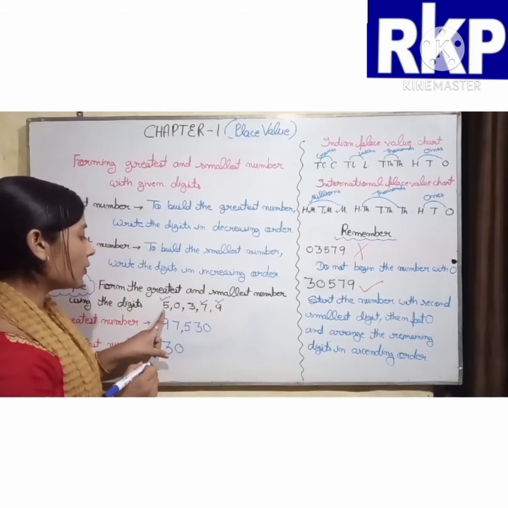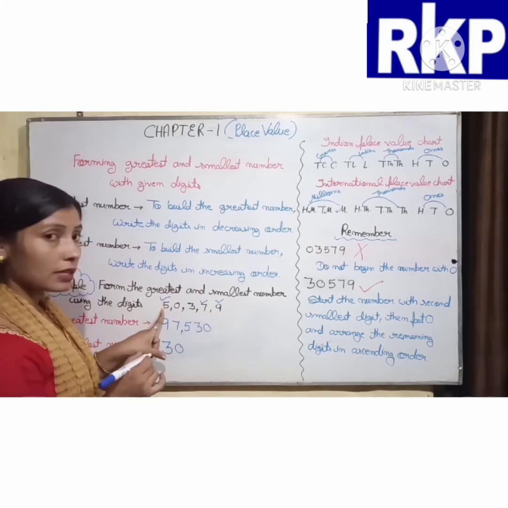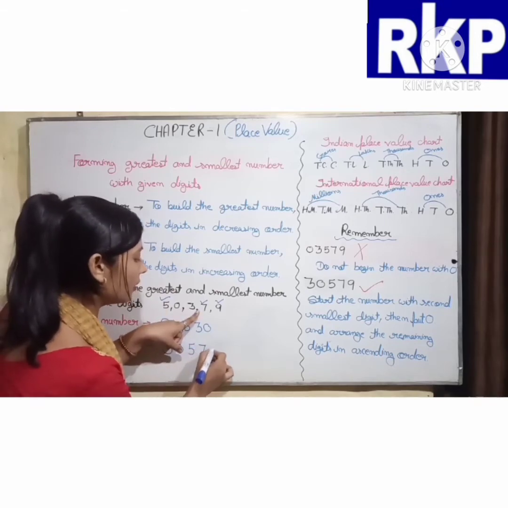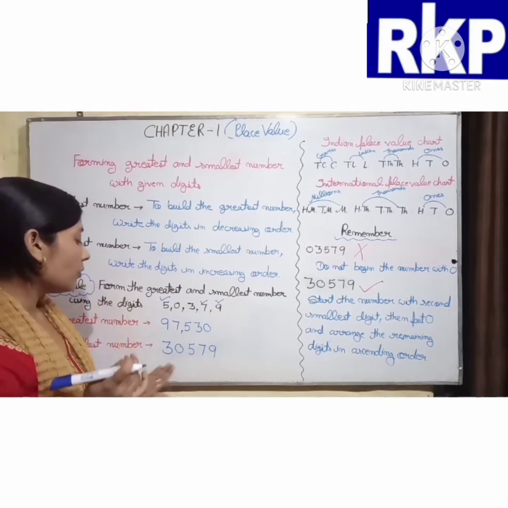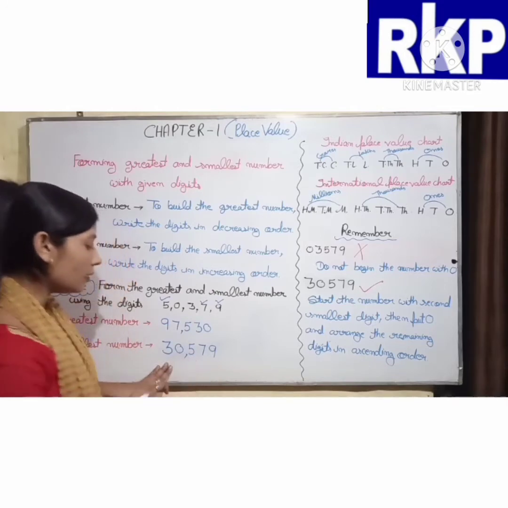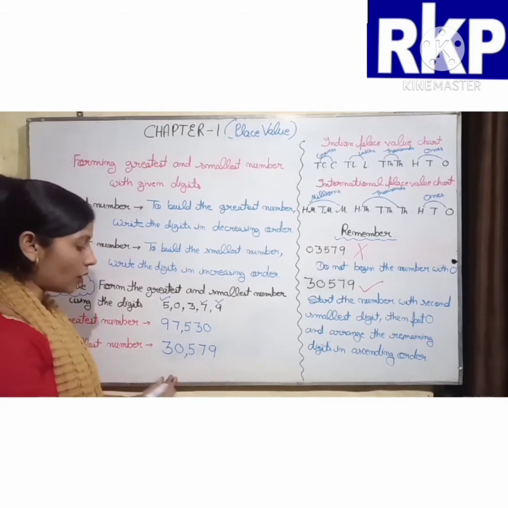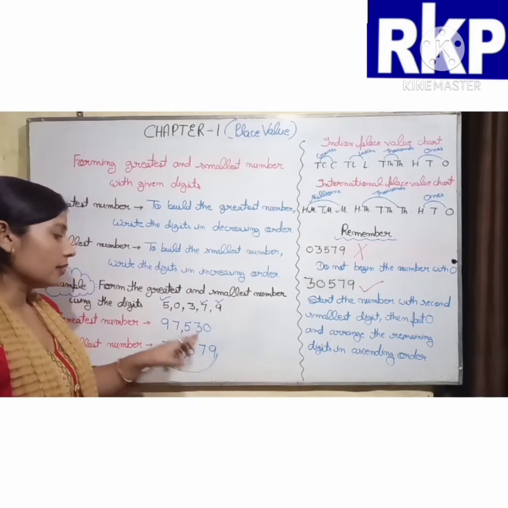We have 5, 7 and 9. So which one is smaller? 5, then 7 and then 9. So our number will be 30,579. Now you can see here also we have 5 digits and here also.